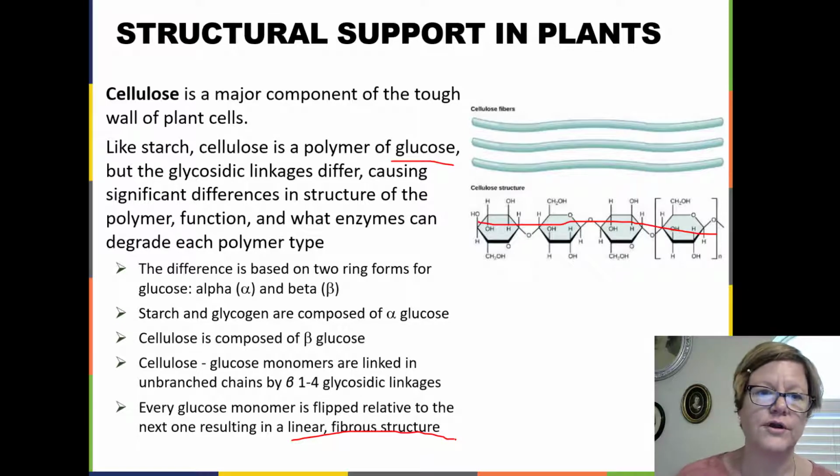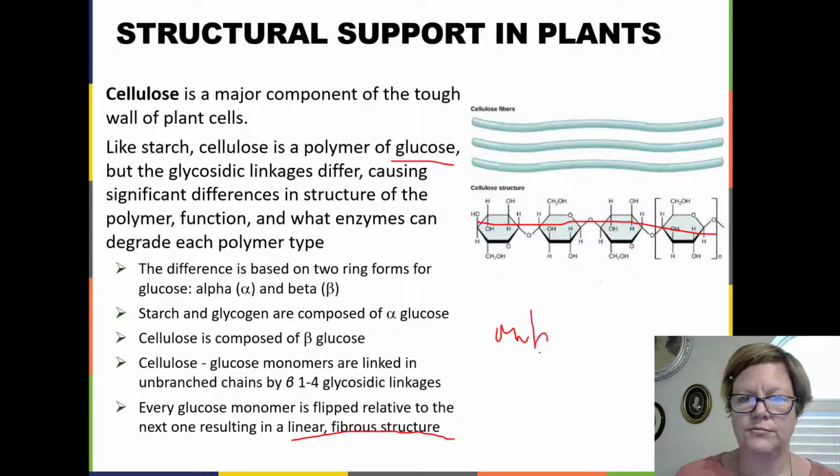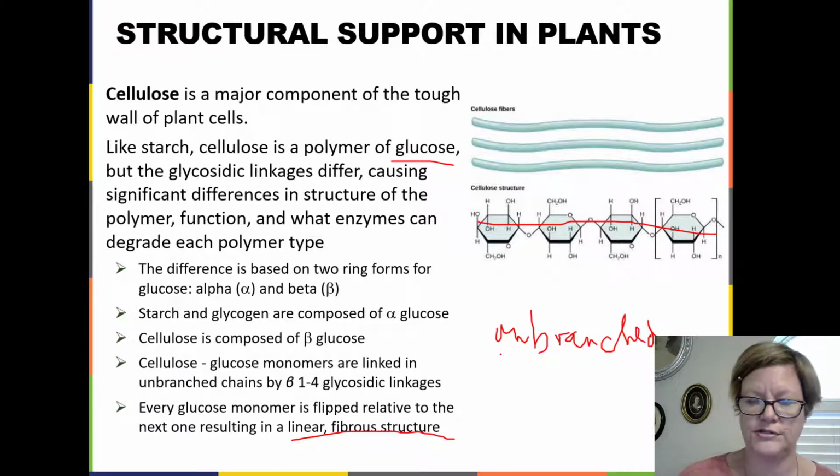And it's also not branched. So unbranched, that's a rule here. It's just a straight chain. I'm going to try to write unbranched. So starch can be branched or unbranched. Glycogen is always branched, and cellulose is never branched.